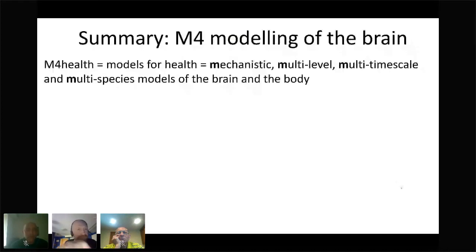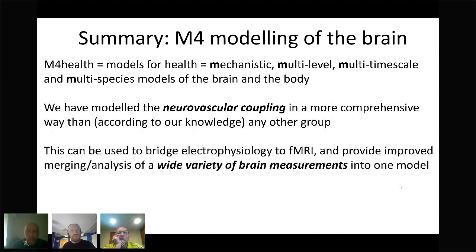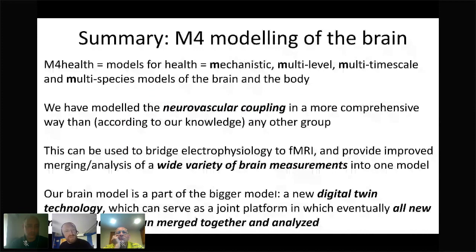So to sum up, I presented this concept, M4 health: mechanistic, multi-level, whole body down to intracellular, multi-timescale, from milliseconds to years, and multi-species models of the brain and the body. We have modeled the neurovascular couplings in a more comprehensive way than, as far as we know, any other group has done. And this can be used to bridge electrophysiology to fMRI and provide improved merging analysis with a wider variety of different brain measurements. And this is part of a new digital twin technology where you can combine models and data and knowledge from a wide variety of things.